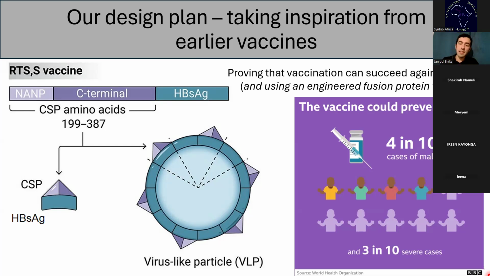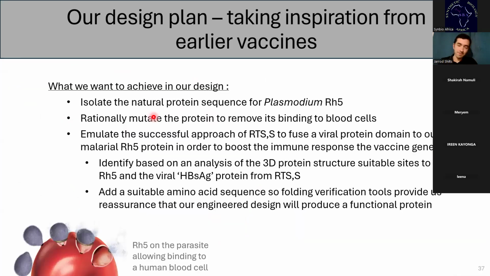So the question is, can we use the structure of this engineered vaccine already in use, a malarial protein fused onto this immune response generating protein, to do the same thing for Rh5, this protein that's needed for malarial infection into blood cells? So that's the goal that I'm going to set out.